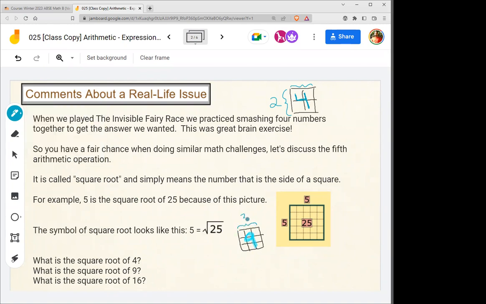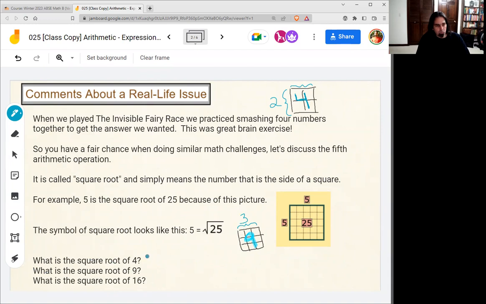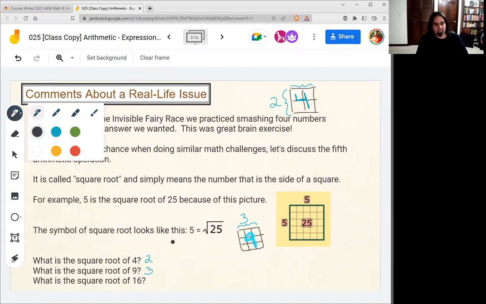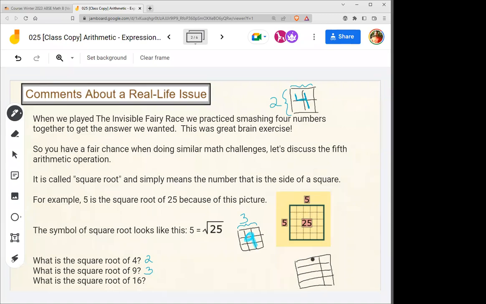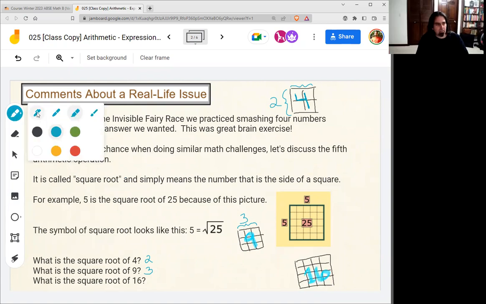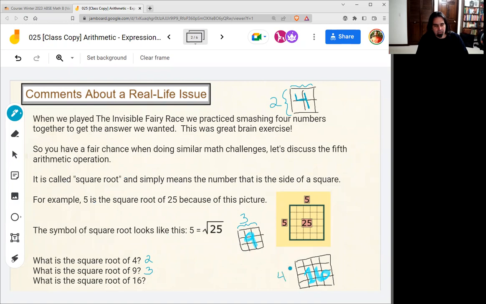3. So the square root of 4 was 2. The square root of 9 is 3. What's the square root of 16 going to be? Is it 8? There's 16. Oh, 4. 4, yeah.